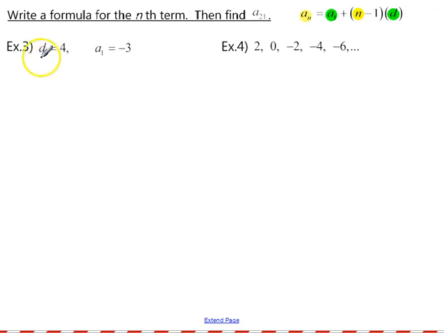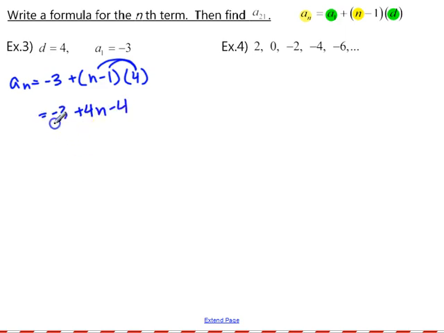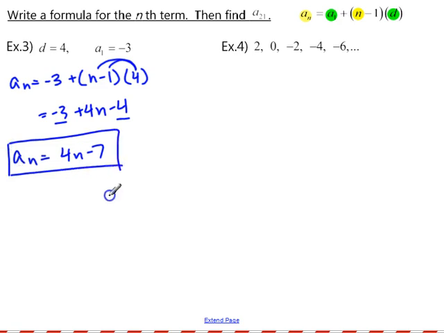So for example 3, it gives us the common difference and the first term. So we're going to go ahead and substitute in those values, keeping A sub n and n. And then we just need to simplify the right side so that we have a clean formula to work with. We're going to distribute this 4. And then we're going to combine like terms. So we have A sub n is equal to 4n minus 7. This is going to be our formula for the nth term.